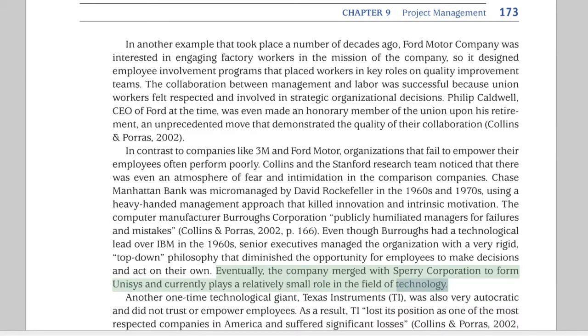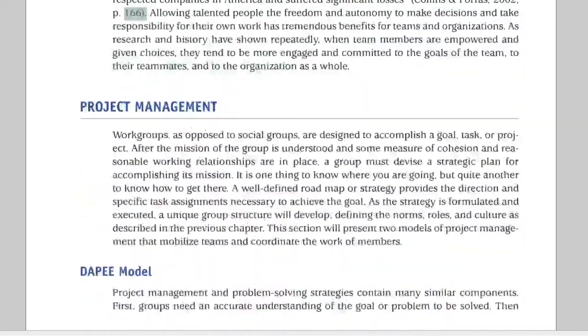Another one-time technological giant, Texas Instruments, TI, was also very autocratic and did not trust or empower employees. As a result, TI lost its position as one of the most respected companies in America and suffered significant losses. Collins and Porras, 2002, page 166. Allowing talented people the freedom and autonomy to make decisions and take responsibility for their own work has tremendous benefits for teams and organizations.